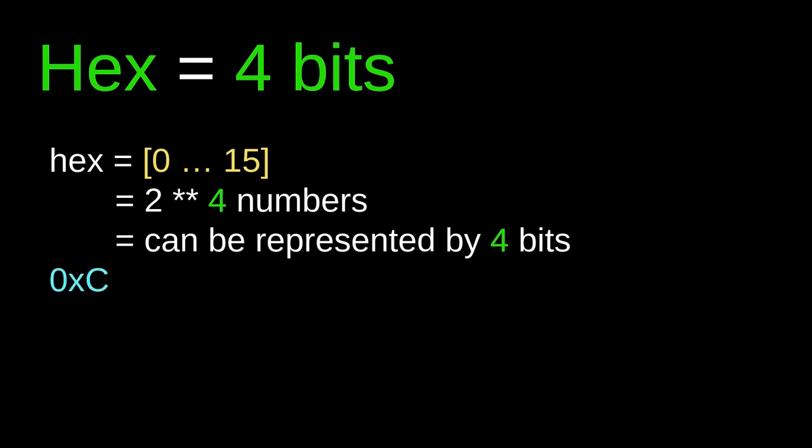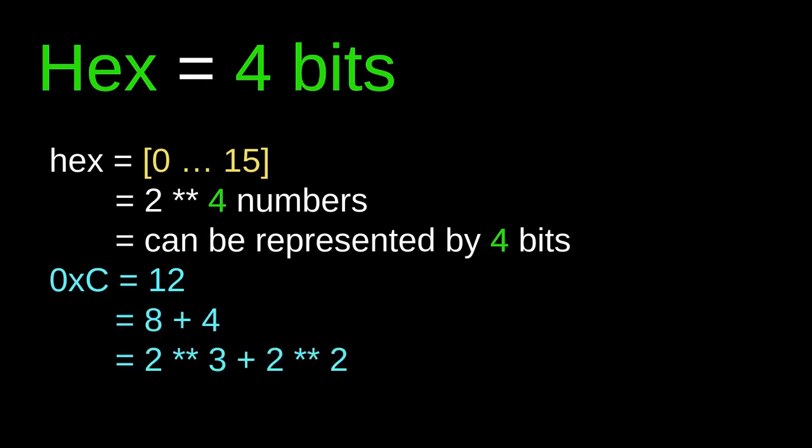So for example, if you have a hex value of C, A is equal to 10, B is equal to 11, so C is equal to 12. We can rewrite this as 8 plus 4, which is equal to 2 to the 3 plus 2 to the 2. And in binary, this will be equal to 1100.